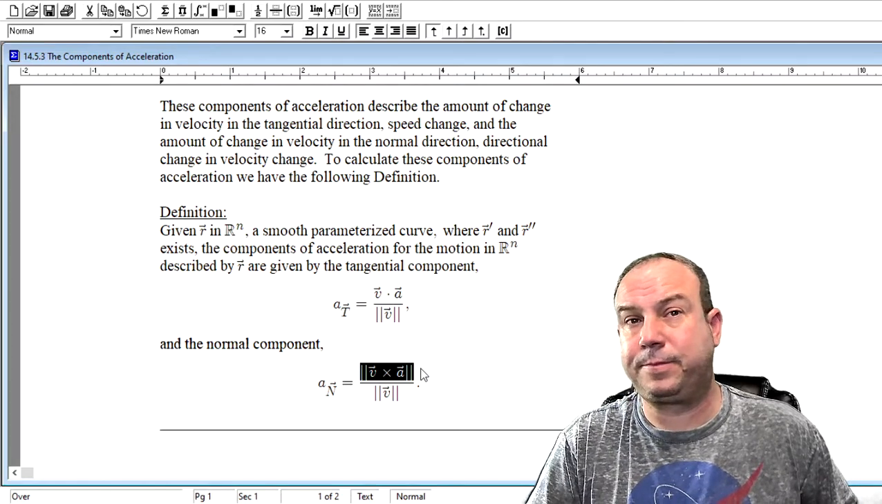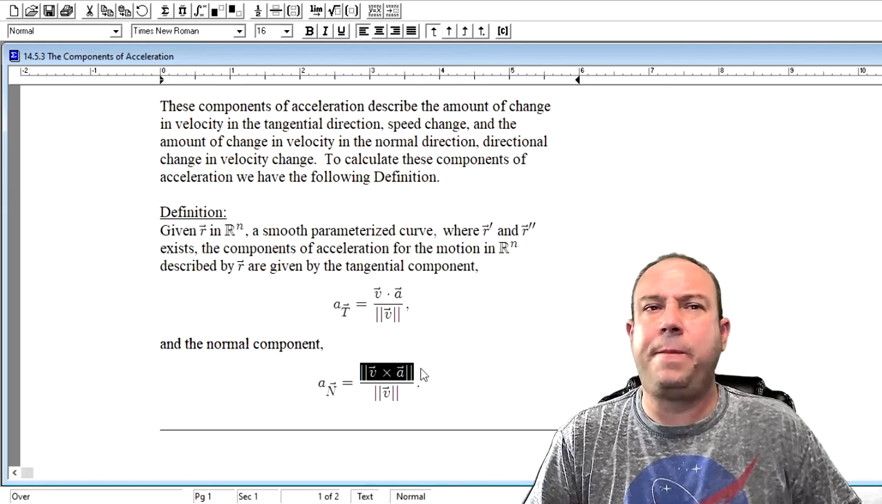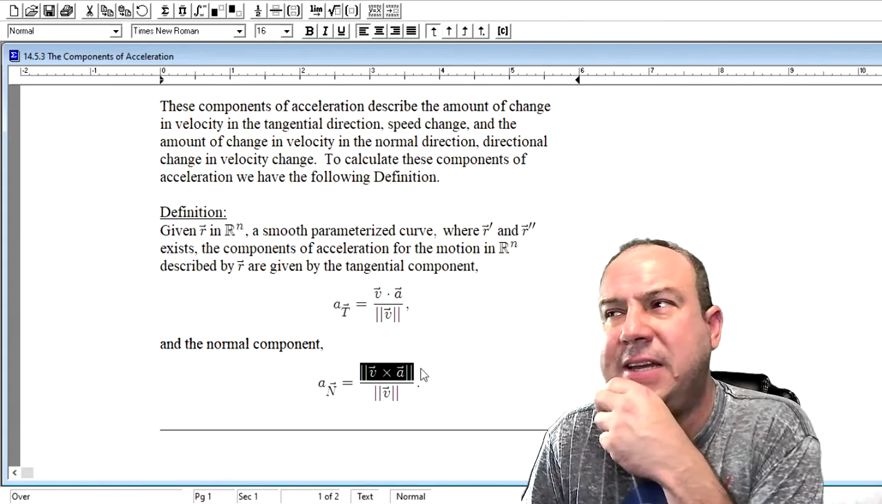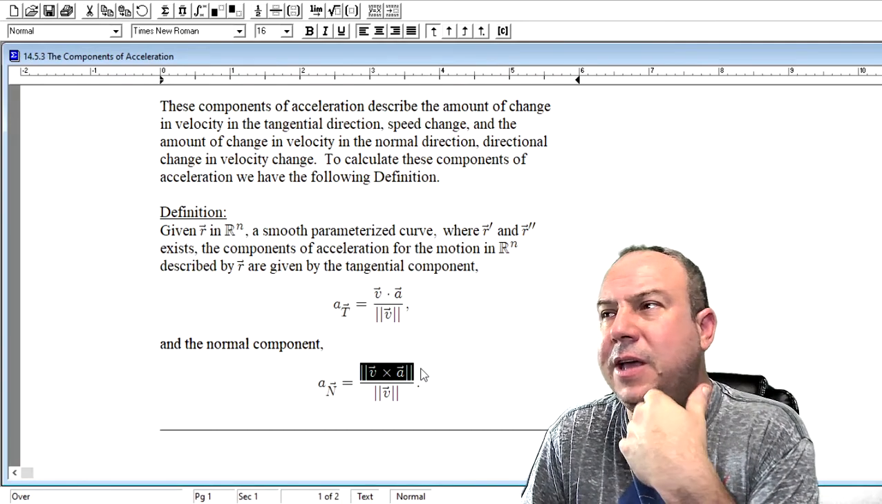All right? These are two of my more favorite calculations for tangential and normal components of acceleration, and these are what I present here in the definition for their calculation.